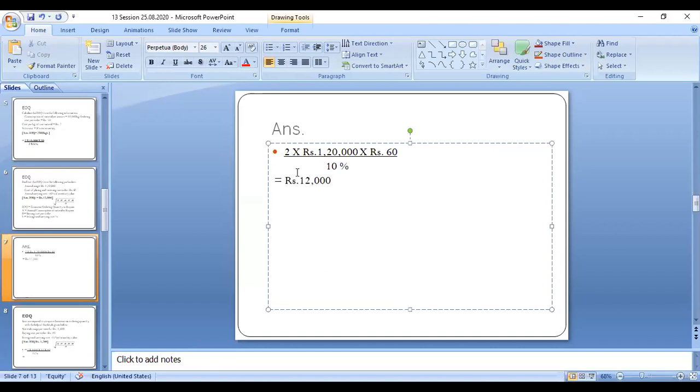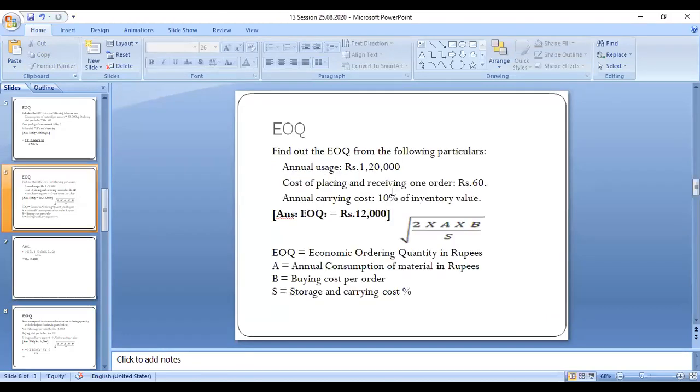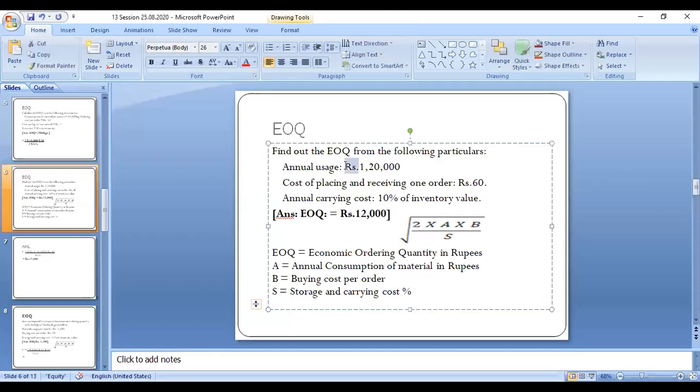So this is different from the above two problems. In this case, we are given the annual usage in rupees, and the cost per unit is not required for this problem. So you have to apply this formula, root of 2 into A into B divided by S.